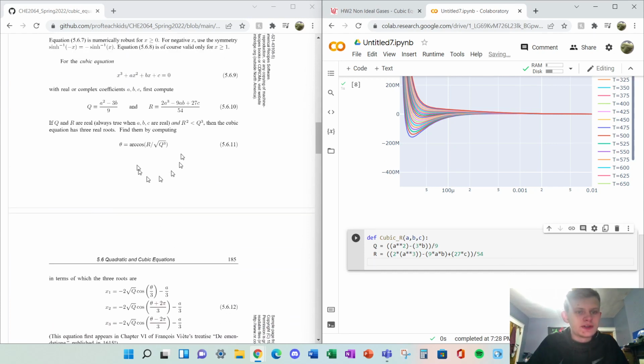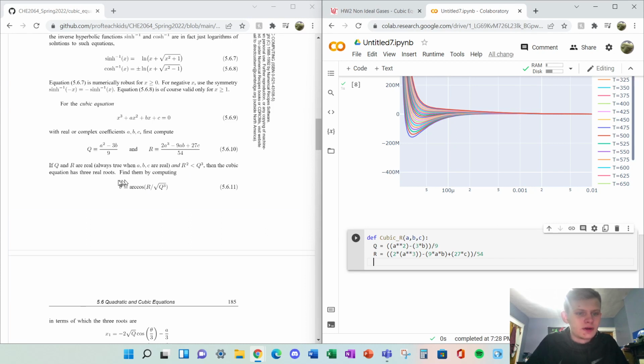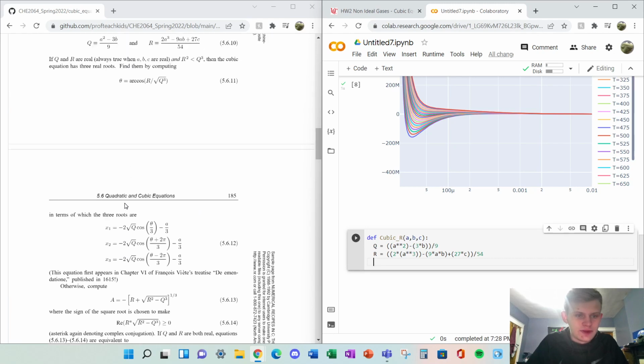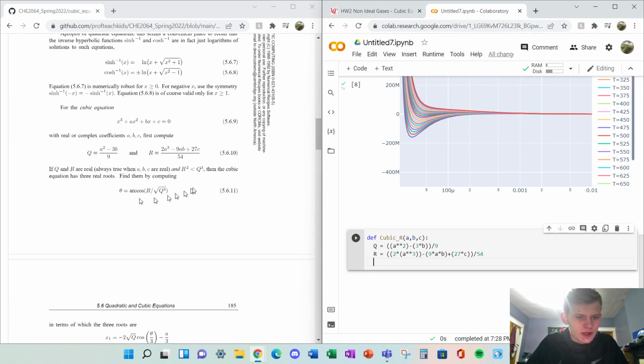Next thing we want to do here is set our theta value. And from here, there's one little thing I almost forgot, is that our R and Q values play a big role in what we do for the rest of this equation. If our R value squared is less than our Q value cubed, then it has 3 real roots, and then we can start going off and doing that. So what we want to do here is set an if-then statement.